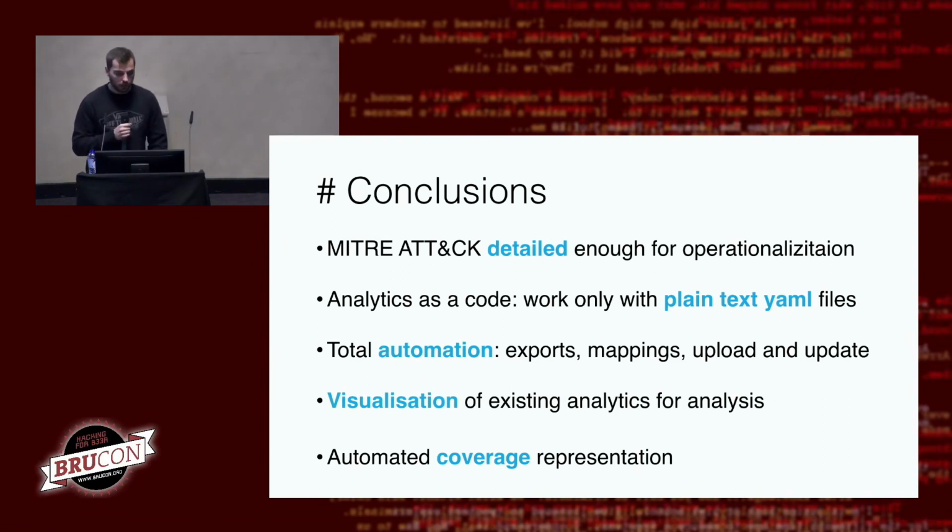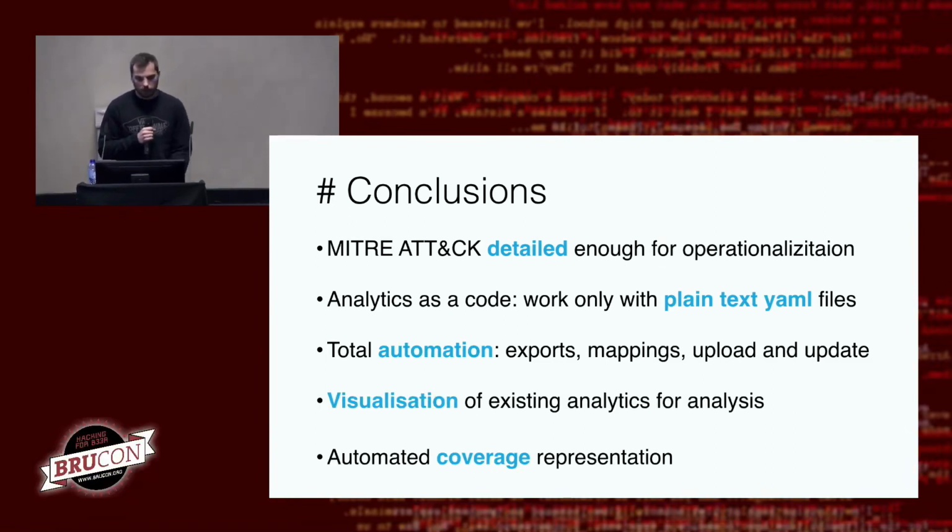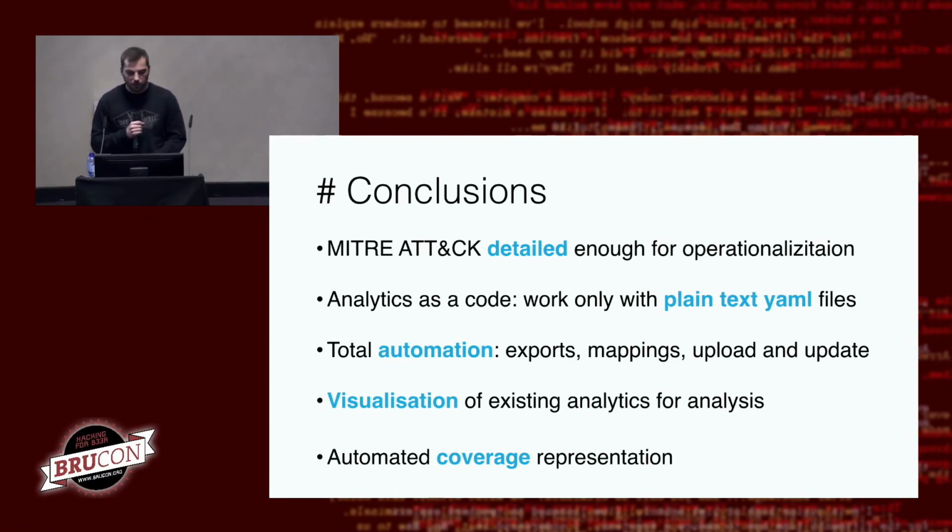for the mitigation. We are using analytics as a code, so because we are working only with plain text YAML files, we can use version tracking systems like GitHub or GitLab to track our progression and see what was changed in the rules or in other entities. We have total automation, so all of the exports, mapping, uploads and updates now are made with one simple command. And as I mentioned before, a lot of this stuff we were doing manually, and it was taking a lot of time. So now we have more time to focus on more important things.